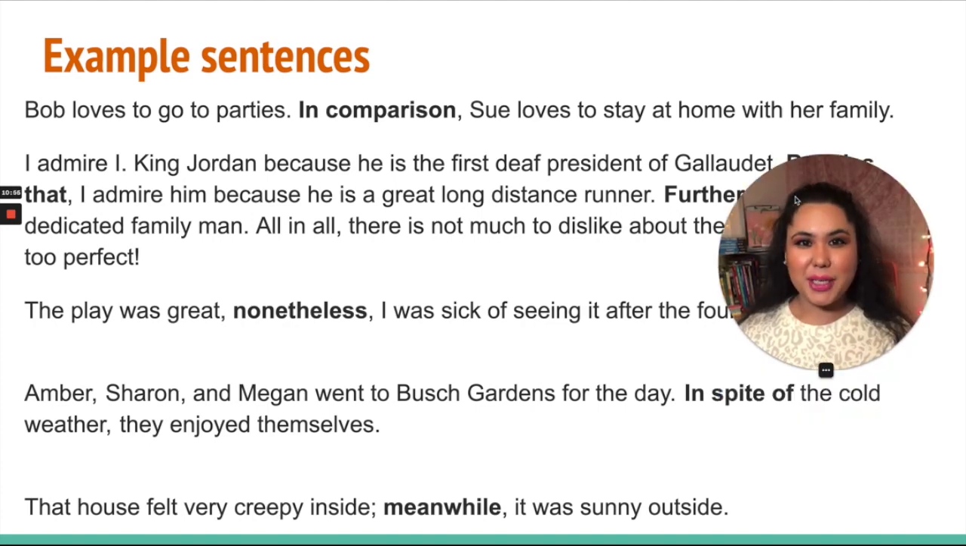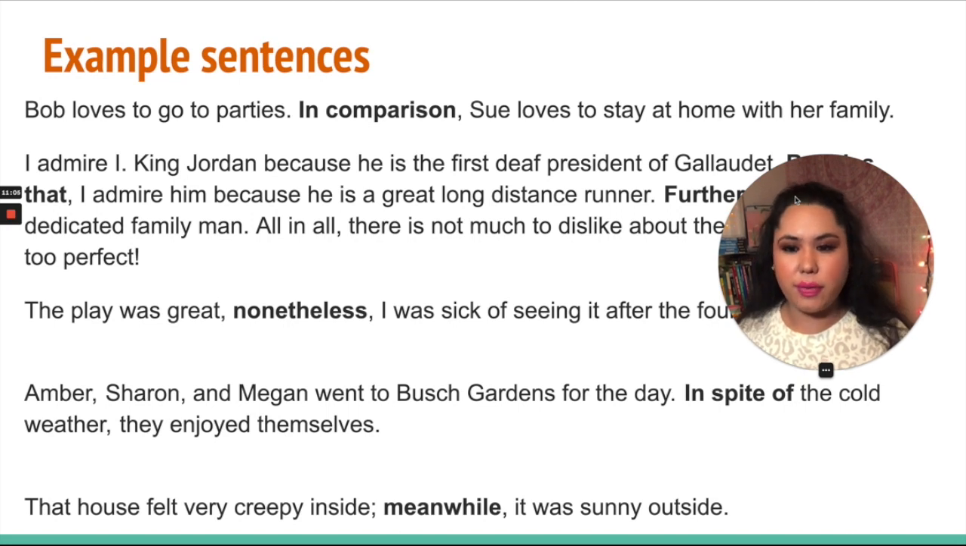So I moved over a little bit, and now let's look at the fourth sentence. Amber, Sharon, and Megan went to Busch Gardens for the day. In spite of the cold weather, they enjoyed themselves, right? This is a contrast, but even though there was cold weather, they still enjoyed themselves.